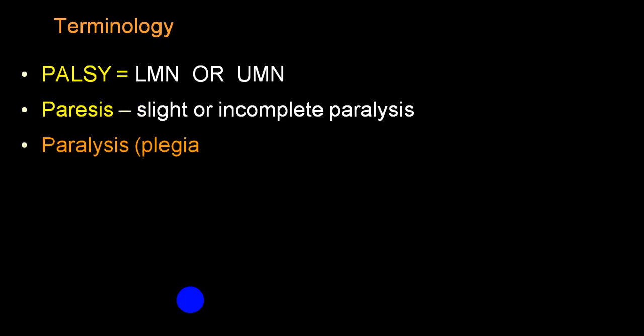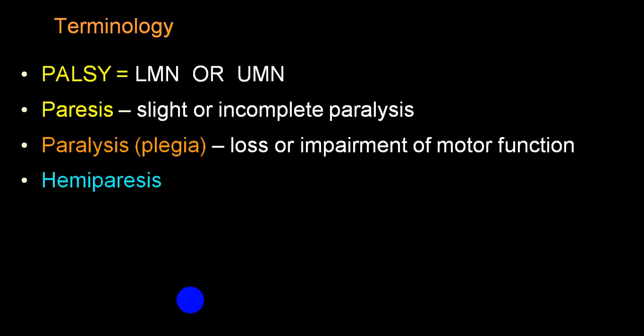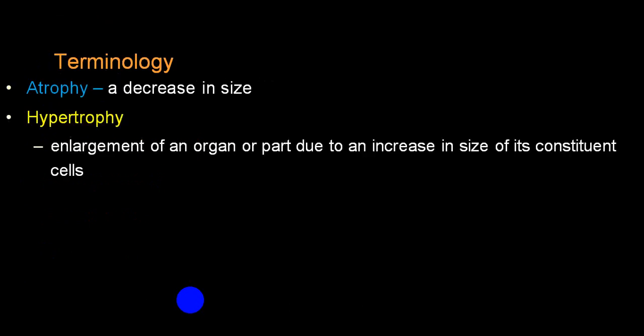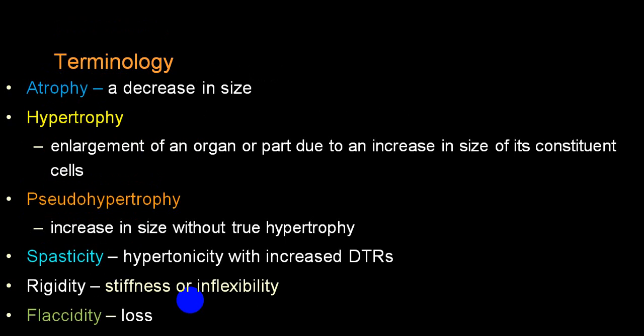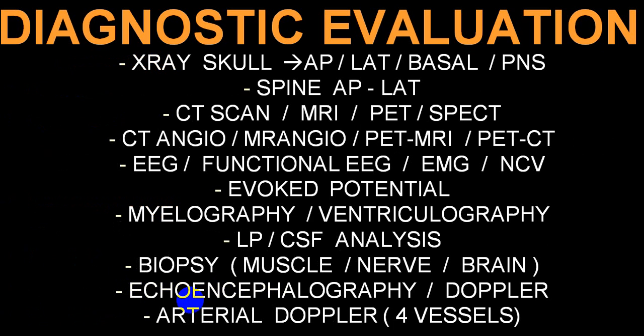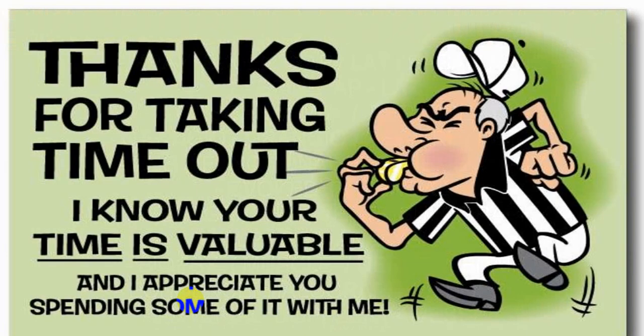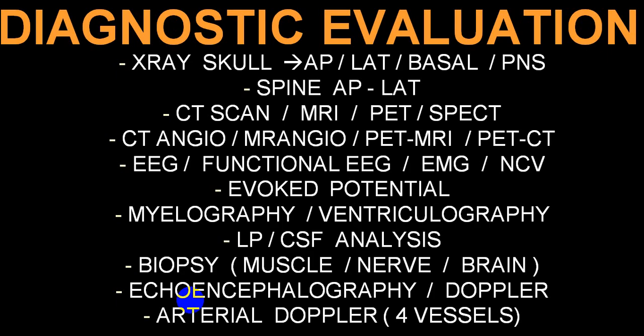Palsy, paresis, plegia, hemiplegia, hemiparesis, paraplegia, quadriplegia, all these terms will be utilized. Atrophy, hypertrophy, pseudo-hypertrophy, spasticity, rigidity, flaccidity. These are some of the terms very frequently utilized. And we have already mentioned diagnostic evaluations. We are mentioning intracranial as well as extracranial. These are all the different investigations which we will be doing.